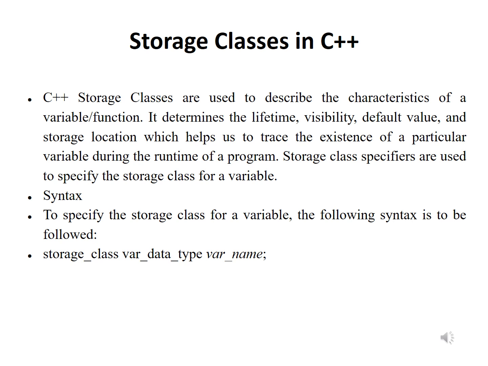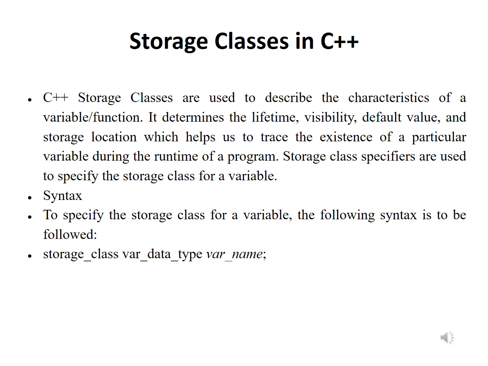C++ storage classes are used to describe the characteristics of a variable or a function. They determine the lifetime, visibility, default values, and storage location, which helps us trace the existence of a particular variable during the runtime of a program. Storage class specifiers are used to specify the storage classes for a variable.